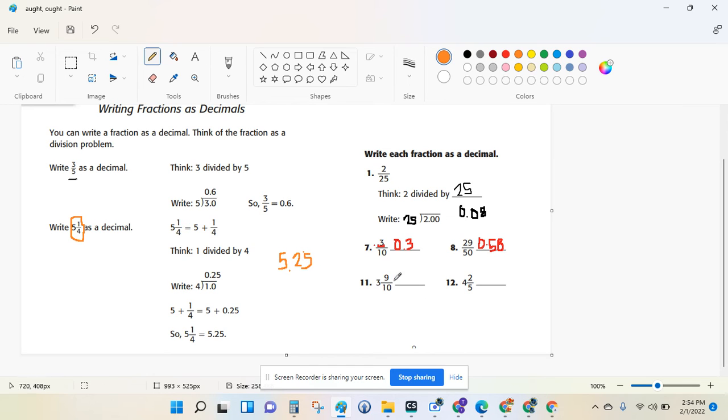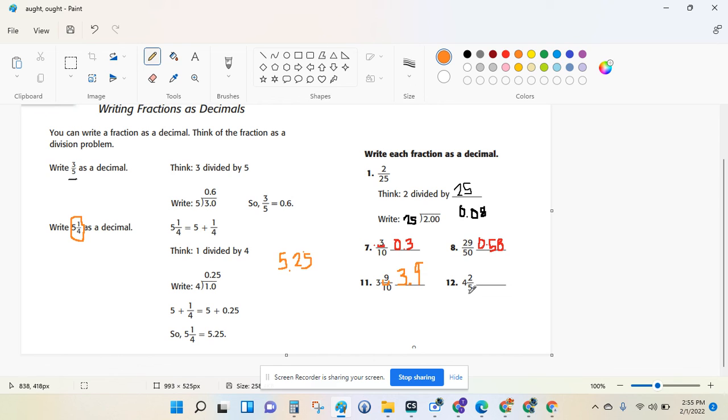Okay, so if we look over here, we've got 3 and 9 tenths. We know we're going to drop our 3, and then for 9 tenths, you can use a calculator, or you could just remember, whenever we divide by 10, it just means take that decimal place back one position. So it would become 3.9.